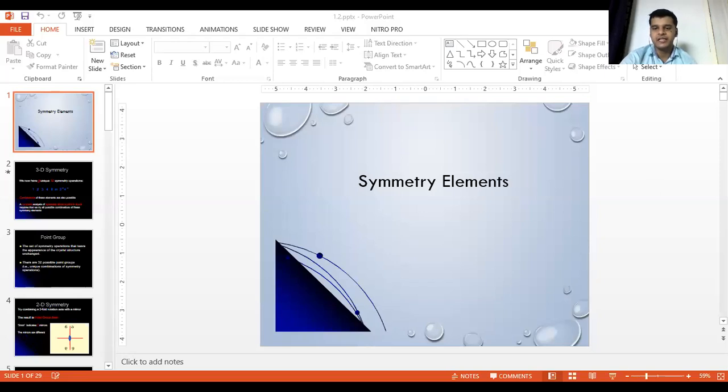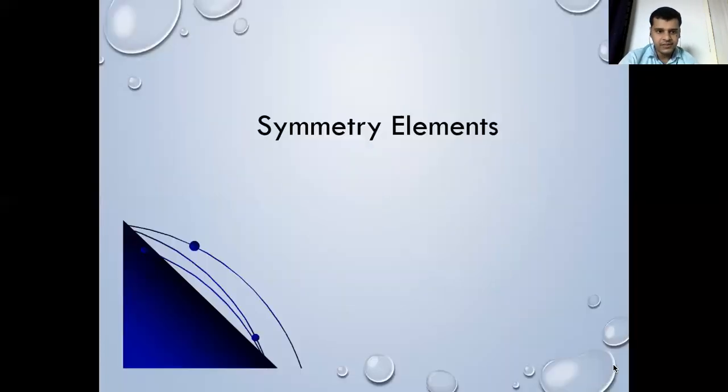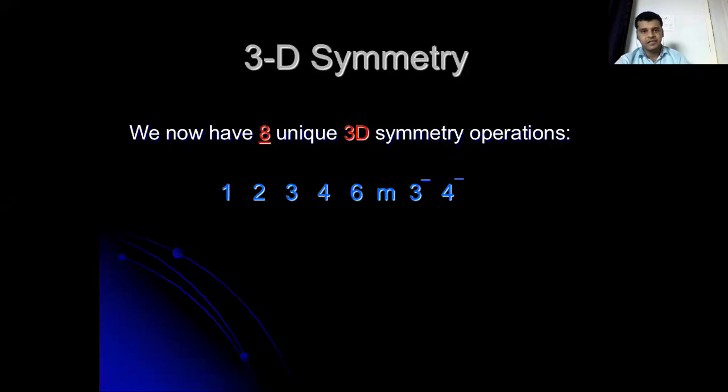Why is it called symmetry elements? What is symmetry? Symmetry means that if we give any external force or external energy in any direction, over 360 or 180 degrees, there are no changes in the structure of the crystal. We have already seen 2D symmetry. Today we'll see 3D symmetry.